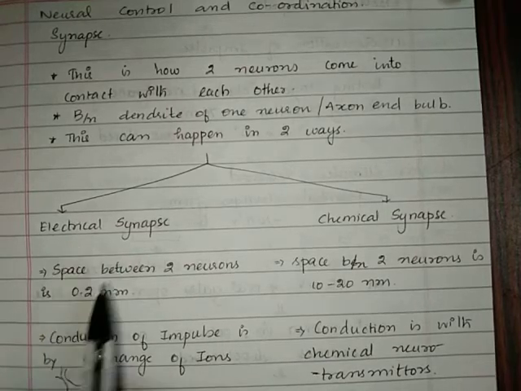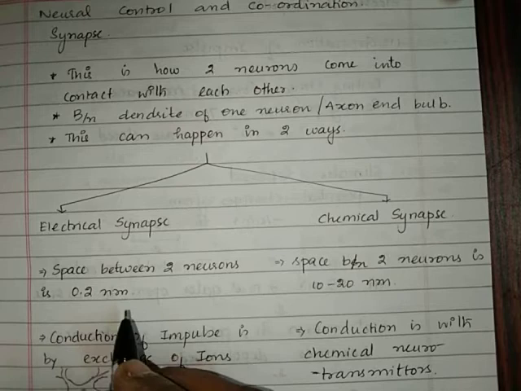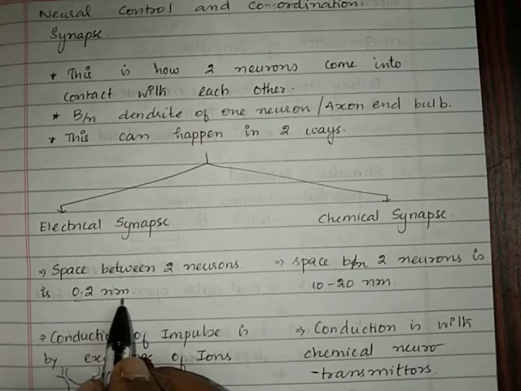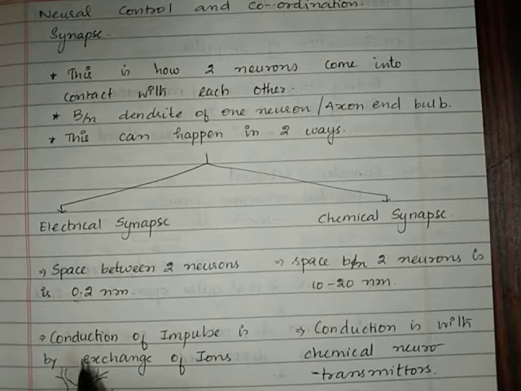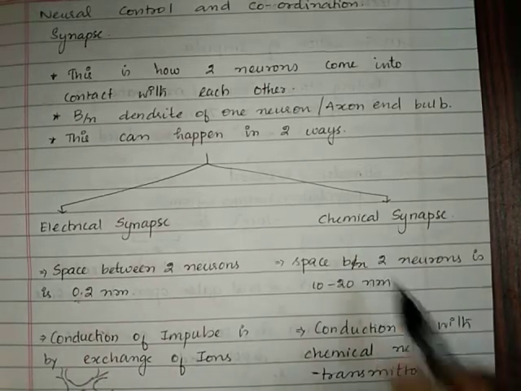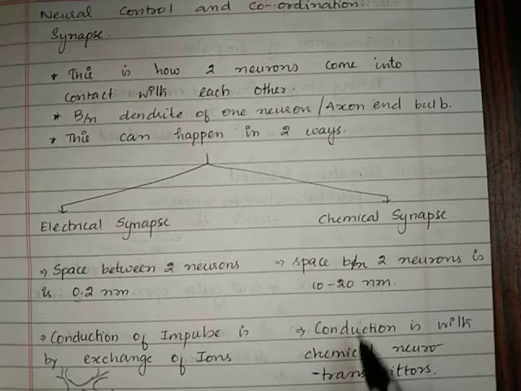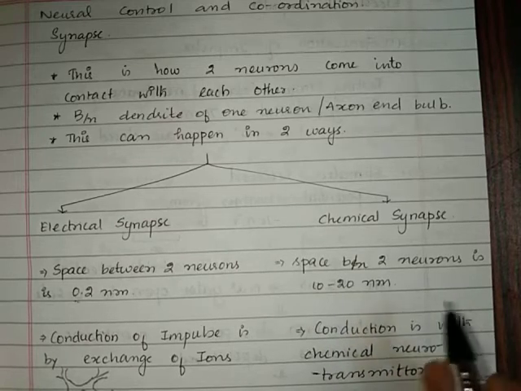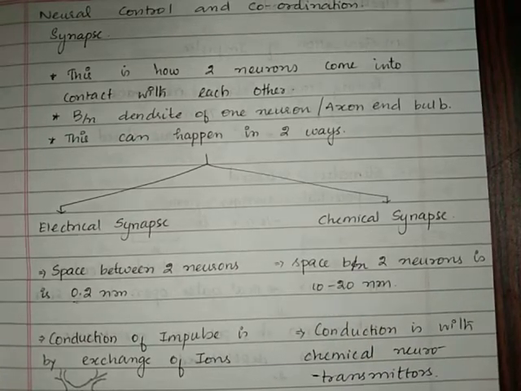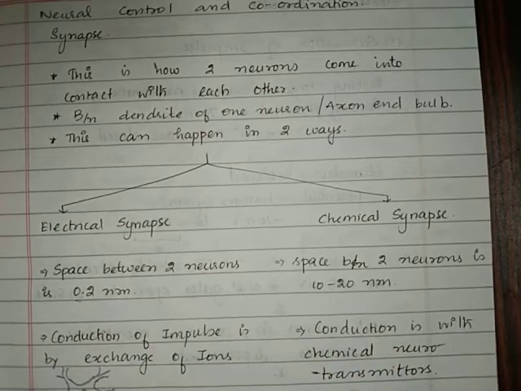In electrical synapse, since only ions are exchanged, the space between the two neurons is going to be very less, so that the ions can easily move from one neuron to the next neuron. Whereas in chemical synapse, since there are chemical neurotransmitters, the chemicals can travel some distance, so there is more space between two neurons. So first we'll see how a chemical synapse happens and then we'll go to electrical synapse.